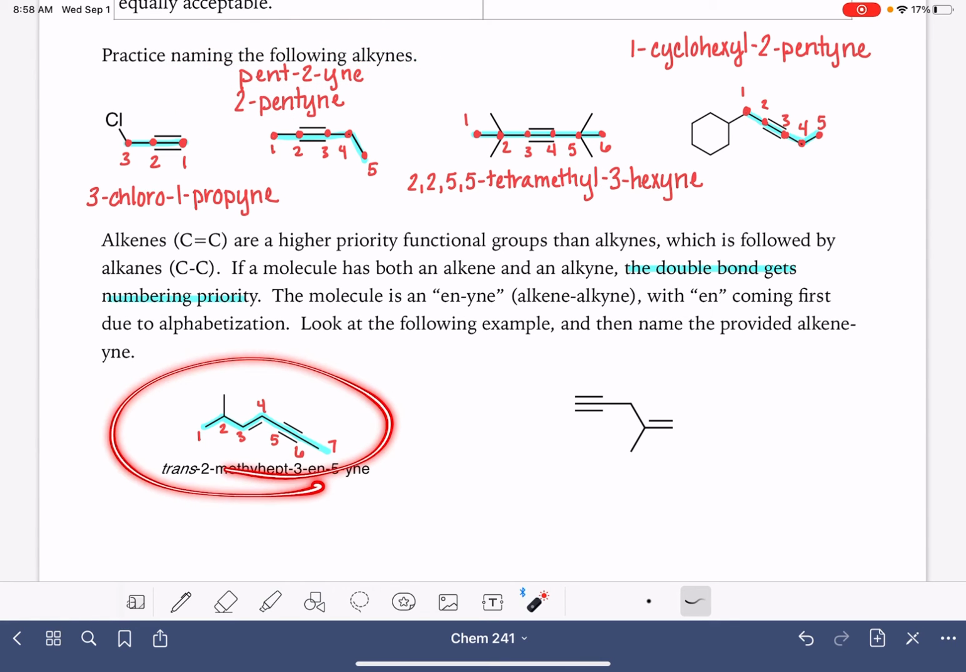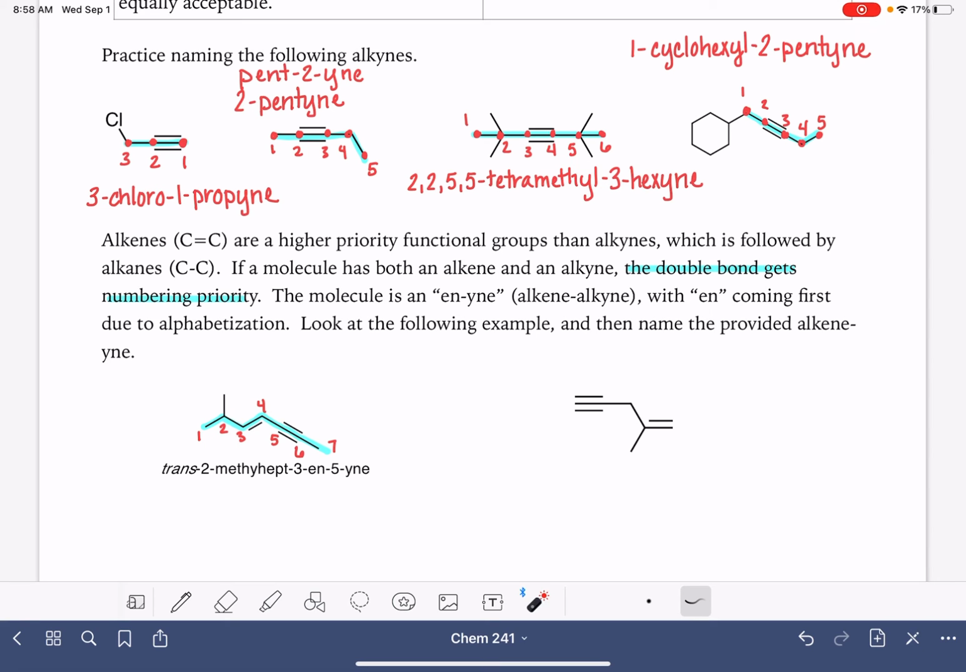So for this one right here, I've already got it numbered. We can see that there's a methyl group on carbon number 2. It's a 7-carbon chain. Our double bond is on carbon number 3, and so I'm calling this a 3-ene. And our triple bond is on carbon number 5, so I'm calling this a 5-yne, and it does have the trans stereochemistry at the double bond.